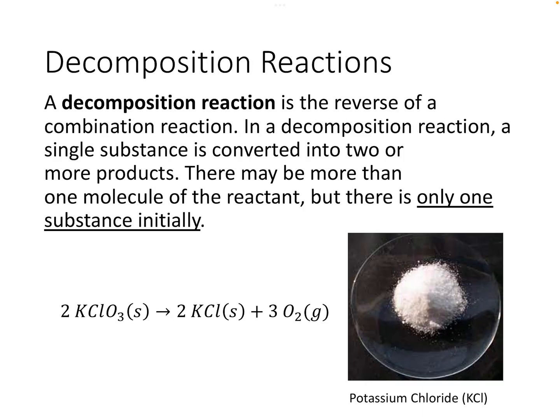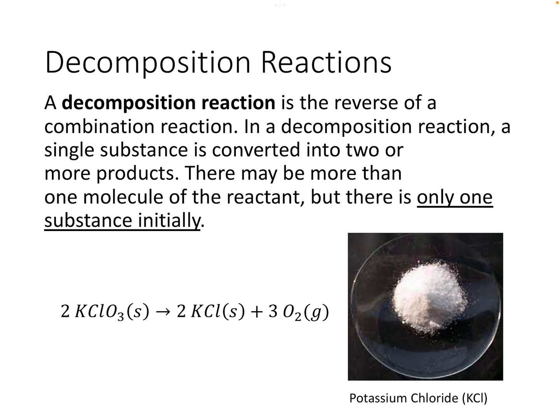Now the next type of reaction is a decomposition reaction. So this is the reverse of a combination reaction. In this type of reaction, a single substance is going to become 2 or more products. And again, there might be more than one molecule of the reactant to start, or multiple copies of that reactant, but there's only one overall substance initially. So down below I have another example.